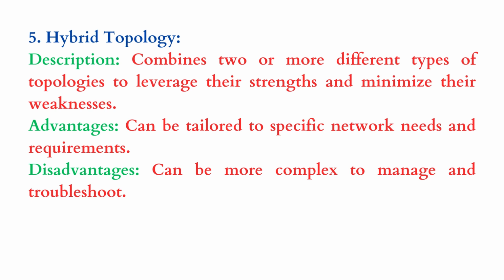5. Hybrid topology. Description. Combines two or more different types of topologies to leverage their strengths and minimize their weaknesses. Advantages. Can be tailored to specific network needs and requirements. Disadvantages. Can be more complex to manage and troubleshoot.